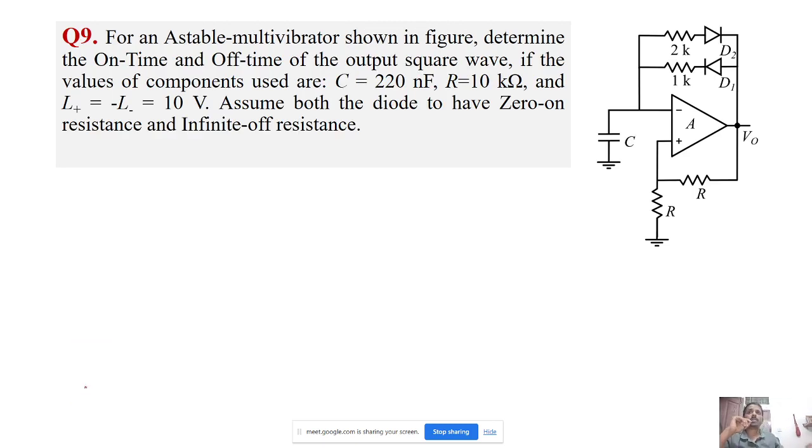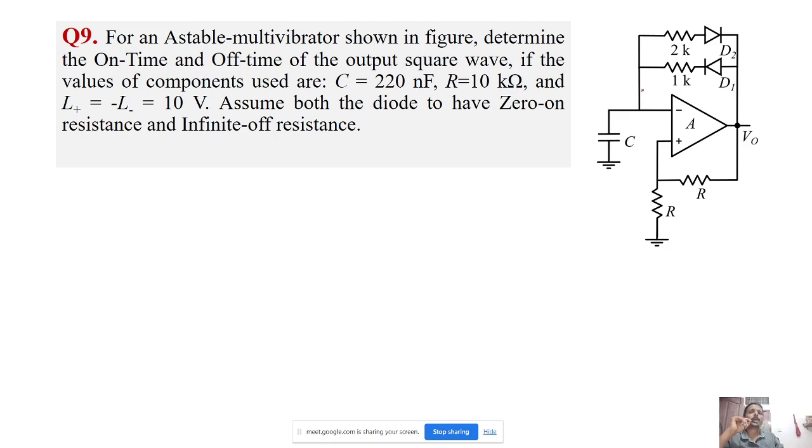Again it's an astable multivibrator. For the astable multivibrator shown in the figure, determine the on time and off time of the output square wave. The component values used are C equal to 220 nanofarad, R equal to 10 kilo, and L plus and L minus are plus and minus 10 volt. Assume both the diodes to have zero on resistance and infinite off resistance, that is, assume the diodes to be ideal.